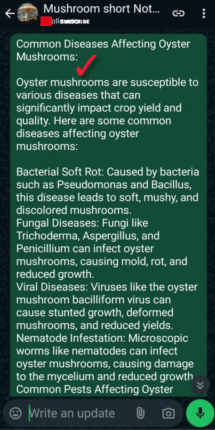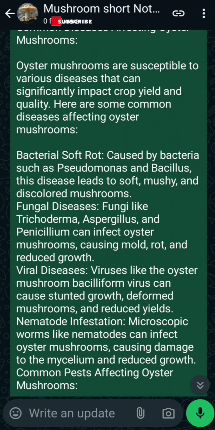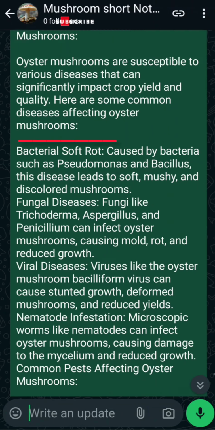Common diseases affecting oyster mushrooms. Oyster mushrooms are susceptible to various diseases that can significantly impact crop yield and quality. Here are some common diseases affecting oyster mushrooms. Bacterial soft rot, caused by bacteria such as Pseudomonas and Bacillus.